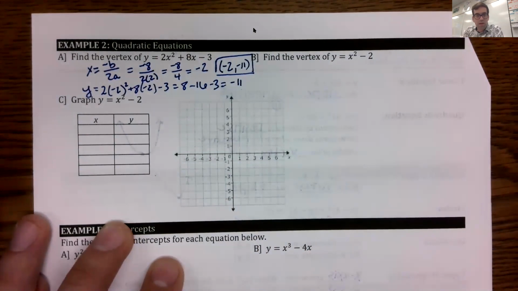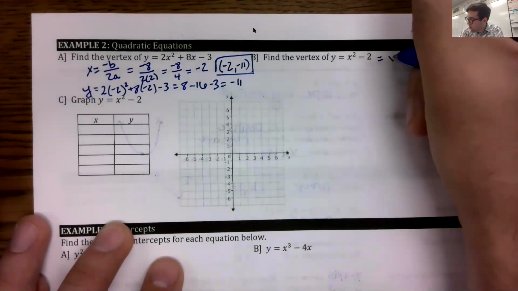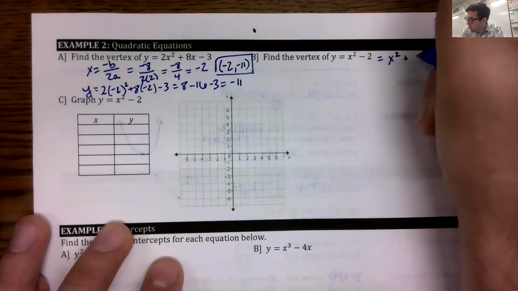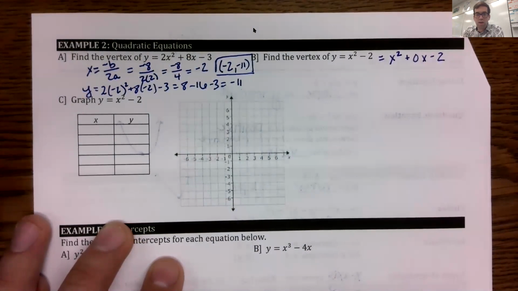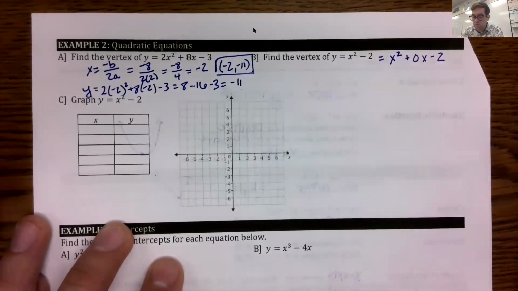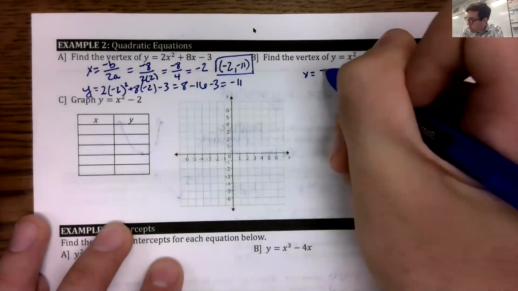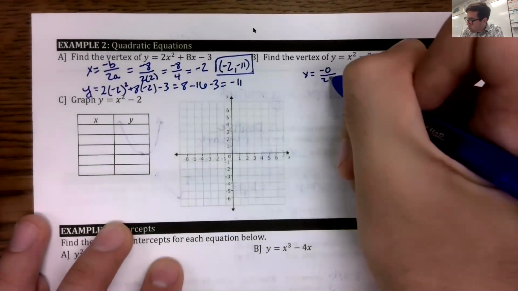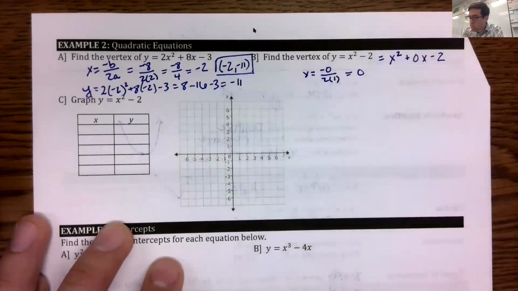Okay, for letter B, again, we're going to find the vertex, and this time the equation looks a little weird. If we rewrite it with a 0x, we get x squared plus 0x minus 2. So our A is 1, our B is 0, and our C is negative 2. So if we go to an x value of negative b over 2a, we're going to get negative 0 over 2 times 1. So we get 0.